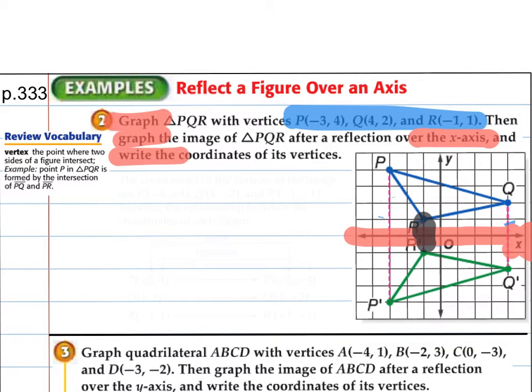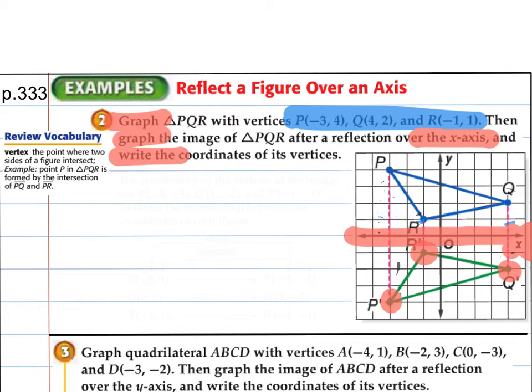So then going over the x-axis, I'm really looking at my y-coordinate. P was 4 up, so I'm going to go 4 down. Q was 2 up, so I'm going to go 2 down. So I plot that point for each of those. Then we'd connect them.